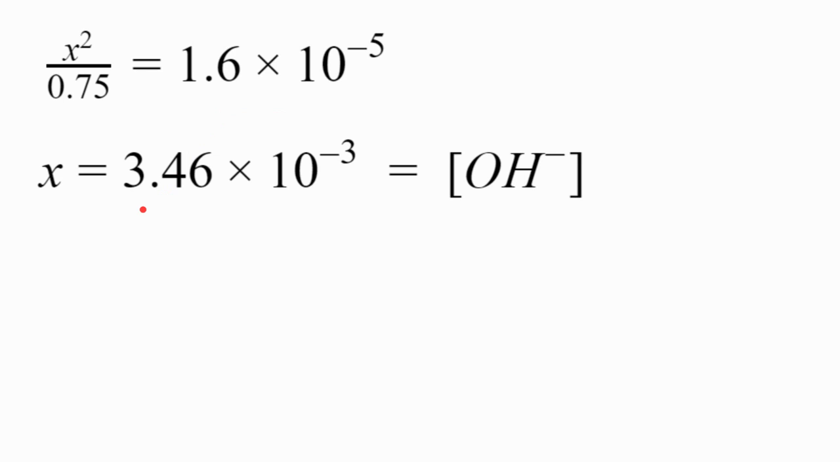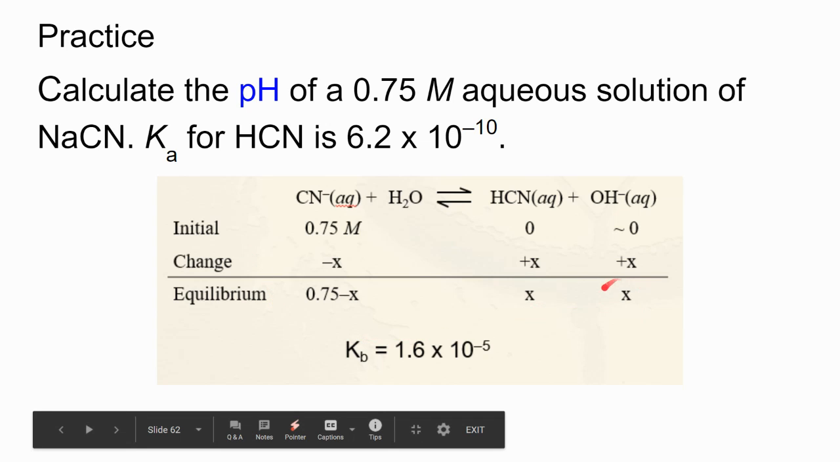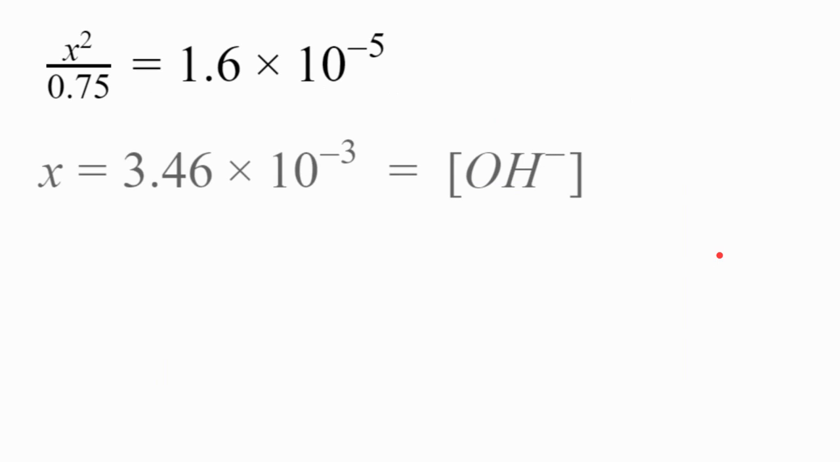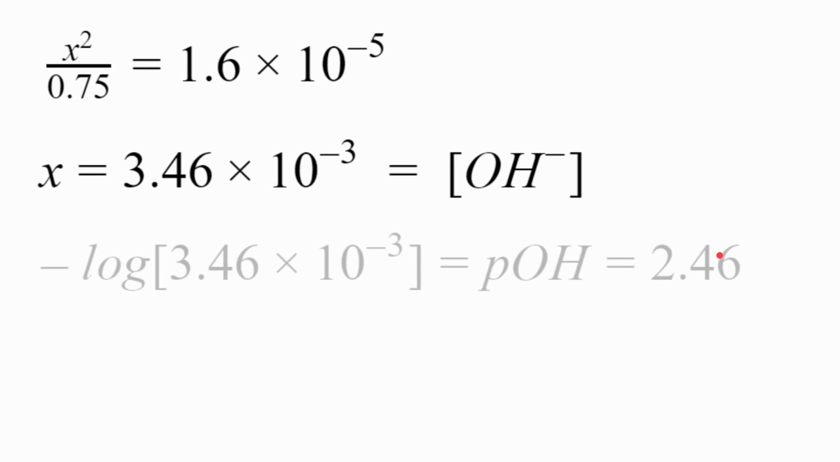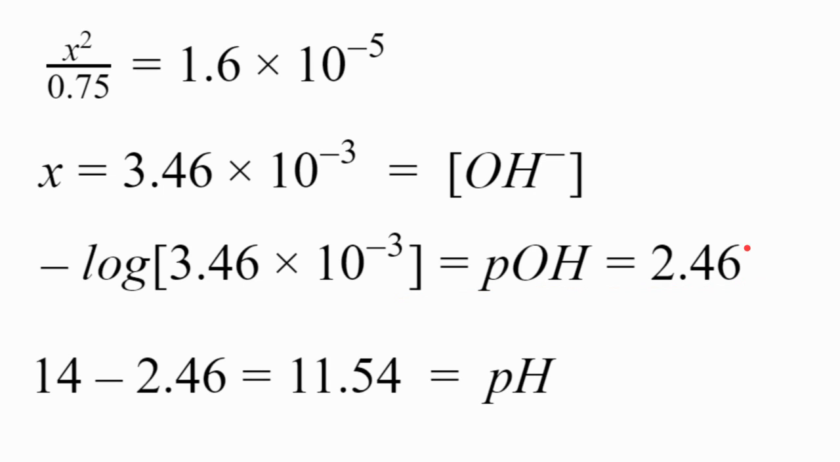But you have to remember, if you go back to the ice table, the X is for hydroxide and not hydronium or H+ or the proton or whatever you want to say. So that is the concentration of hydroxide ions. What can we get from that? The pH. So if I negative log that, I'll get a pOH of 2.46. If I subtract that from 14, then I get the pH, which is 11.54.